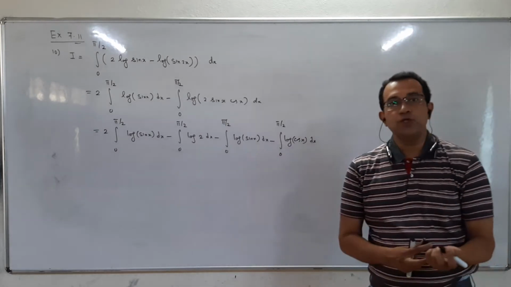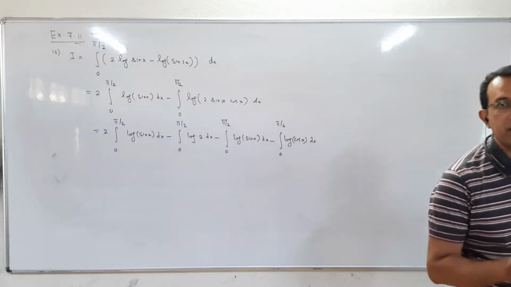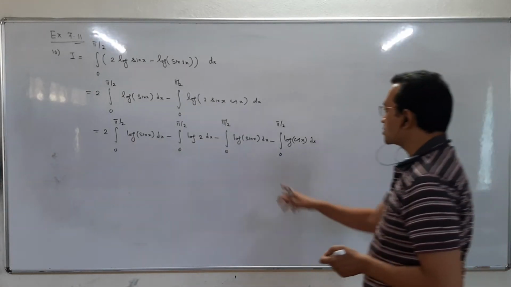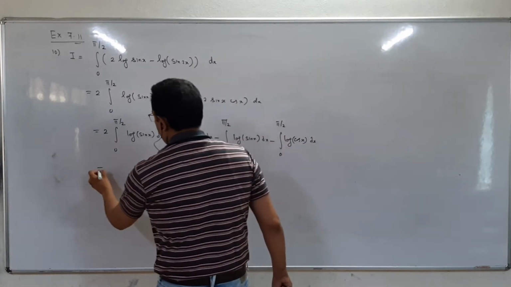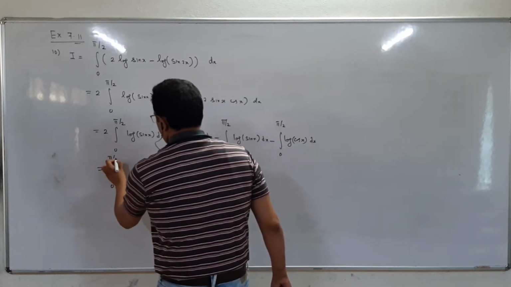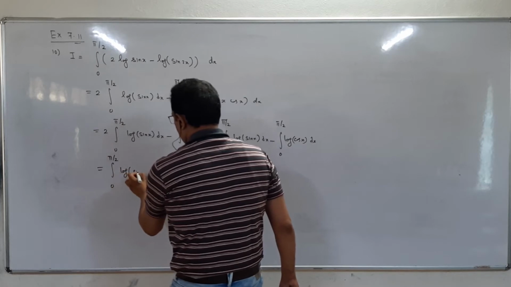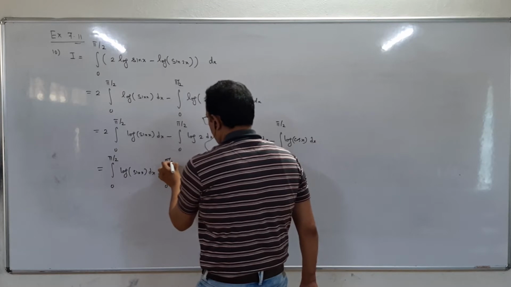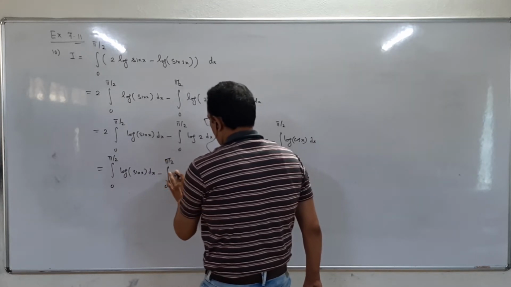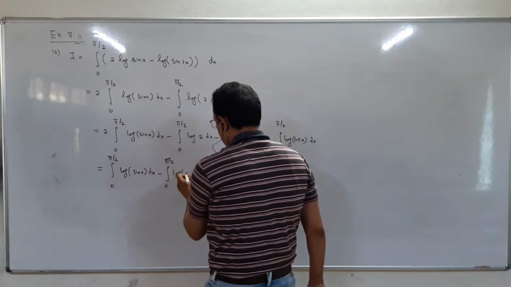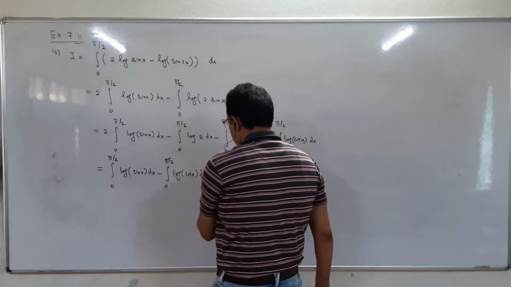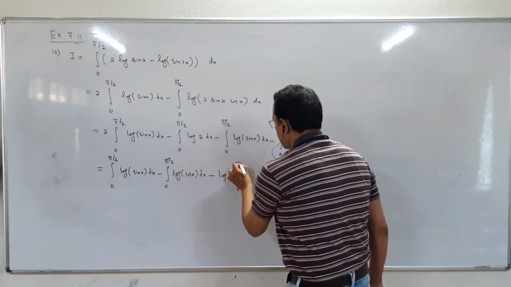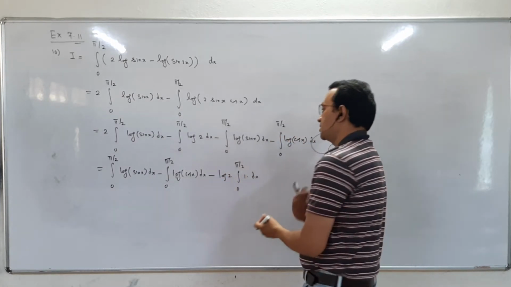Log of a into b into c, students, is log a plus log b plus log c. Now 2 log sin x minus log sin x is log sin x. So integral 0 to pi by 2 log of sin x dx minus integral 0 to pi by 2, first I am writing log cos x dx. Here log 2 as a constant we remove outside the integral, so it is 1 dx.